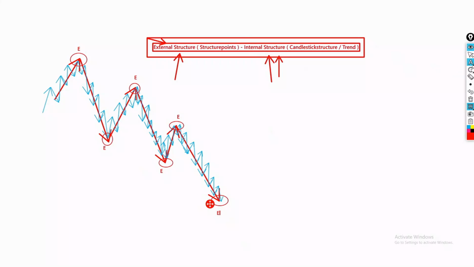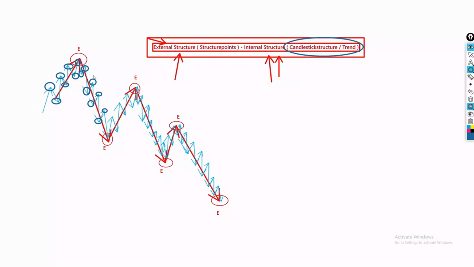Now looking into internal structure, let's grab blue. You should also understand at this point that all these up and down moves within structure are considered your internal structure, which refers to the candlestick structure and trend. Just like this. And this is all looking at the same time frame, guys. Don't confuse this with the fractal nature of the market. This is a different topic.